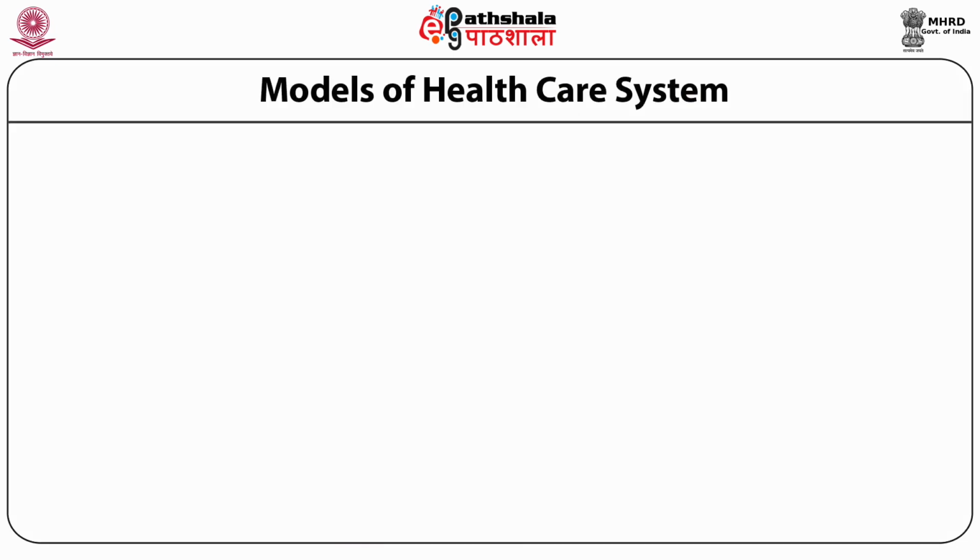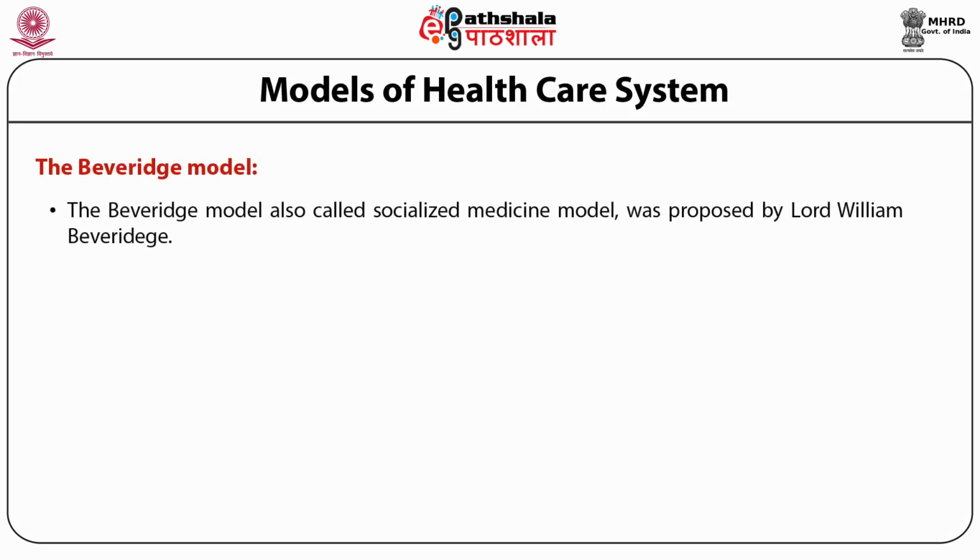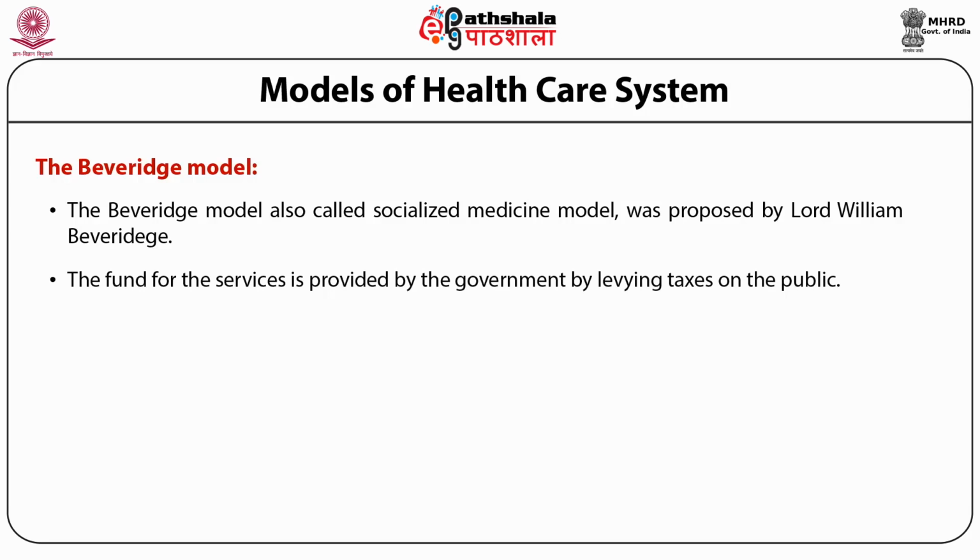Models of healthcare systems. The Beveridge model, also called the socialized medicine model, was proposed by Lord William Beveridge. This model is a public healthcare model wherein the health services are provided through national health services. The fund for the services is provided by the government by levying taxes on the public. This model is in use in countries like the United Kingdom, Spain, New Zealand and Cuba.